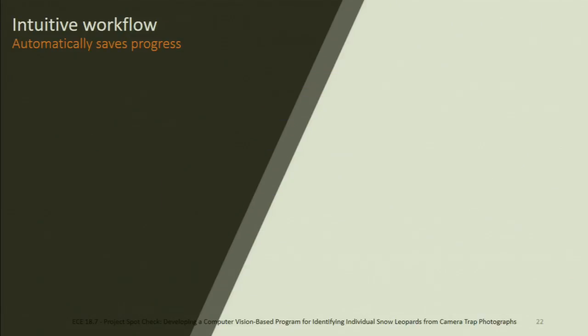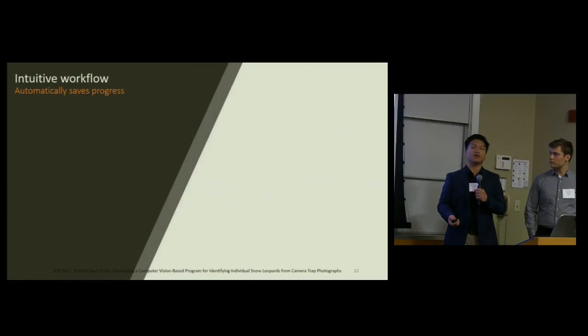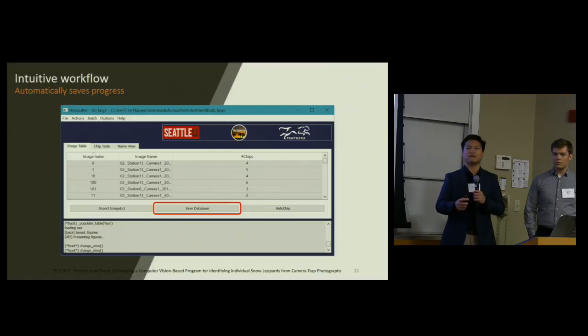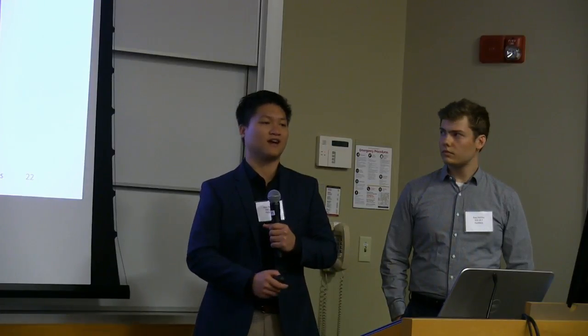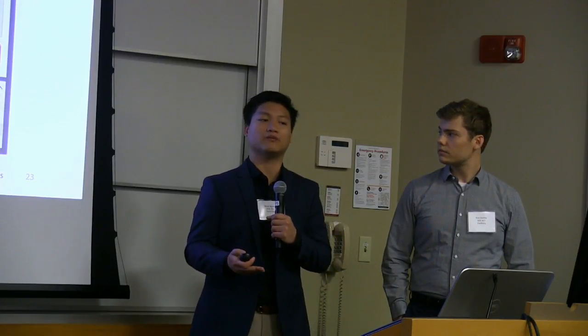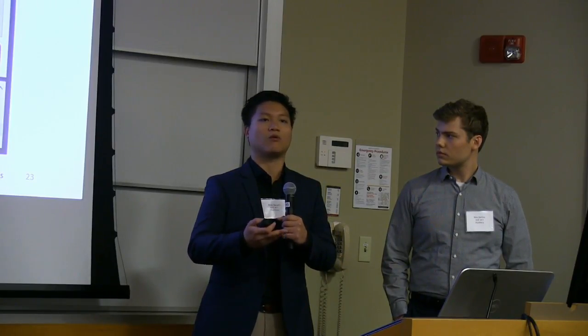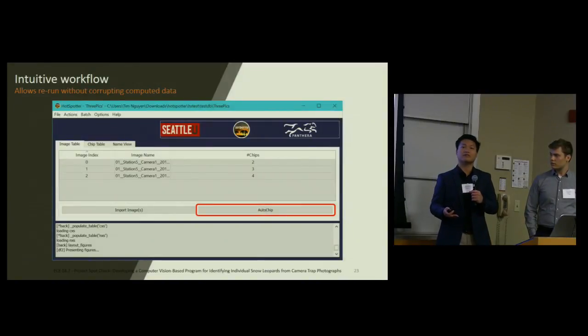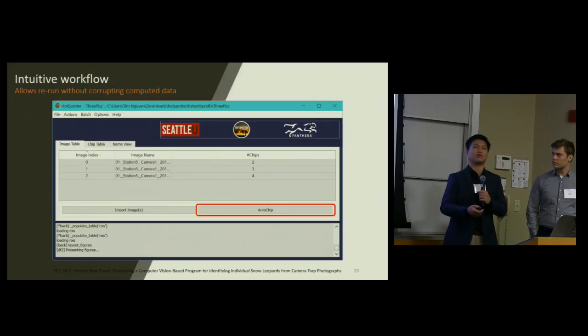Another implementation we made to improve the workflow is automatically saving progress. Previously, every time that a user ran Hotspotter, they would have to click the Save Database button at the end of each process. But from now on, Hotspotter saves the database automatically, so the user doesn't have to worry about that. Another feature to improve the workflow is that Hotspotter now allows the user to rerun the auto-chipping process without corrupting or conflicting with the previously calculated data, because previously if auto-chip was rerun, it would just append the newly calculated data to the old data, which would result in incorrect recognition results. From now on, auto-chipping will erase everything that was calculated previously and start out fresh.